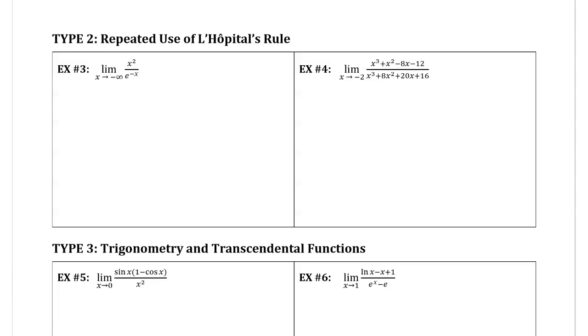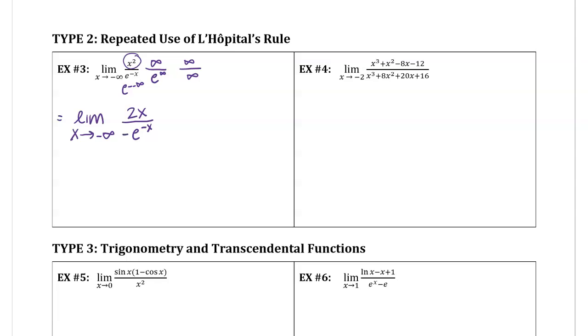Sometimes you have to use L'Hopital more than once. So the limit as x goes to -infinity. Well, -infinity squared is infinity. E to the negative infinity is just e to the infinity. E to the infinity is still infinity. So we get our indeterminate form. So we can take the derivative on top and bottom. The limit as x goes to -infinity. Derivative of x squared is 2x. Derivative of e to the -x is e to the -x times a -1, because the derivative of -x is -1, so I'm just going to put the negative there.